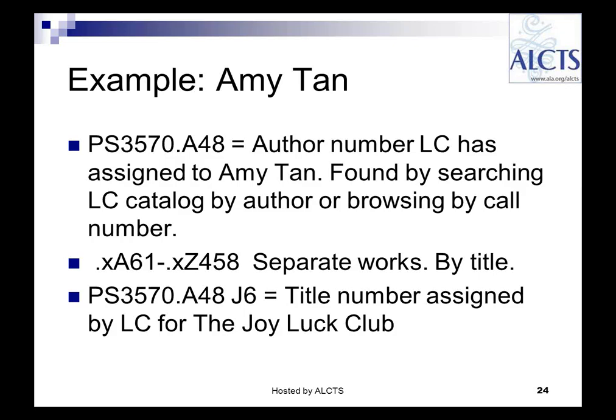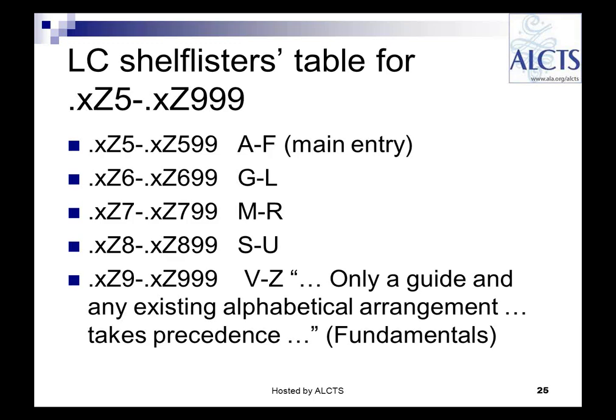While I'm in there looking around and browsing, I look at separate works by Amy Tan arranged by title, and I discover that The Joy Luck Club has a title number assigned by Library of Congress, and it is PS3570.A48, all that being the author number for Amy Tan, and then a second cutter, J6. So this is working from table P through PZ40, cuttering A61 through Z458 for separate works by title. We'll remember that J6, but first we'll look at some general criticism of Amy Tan.